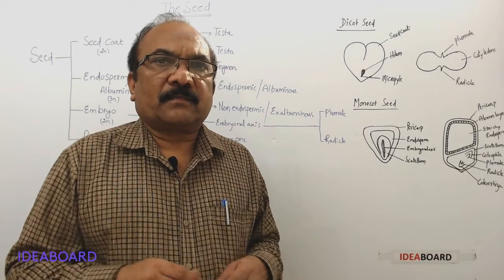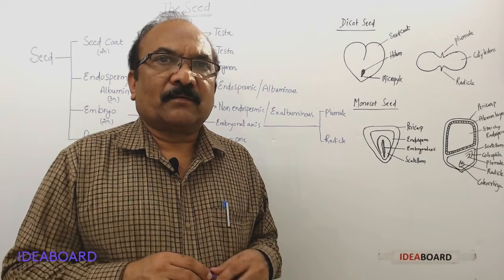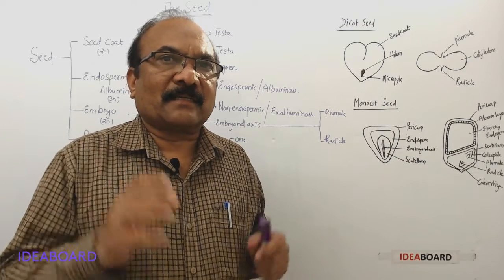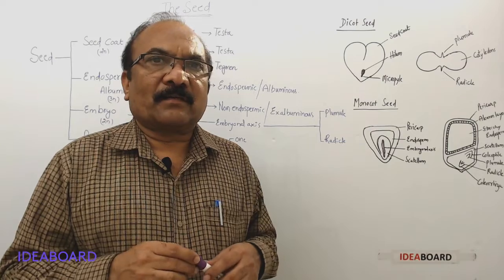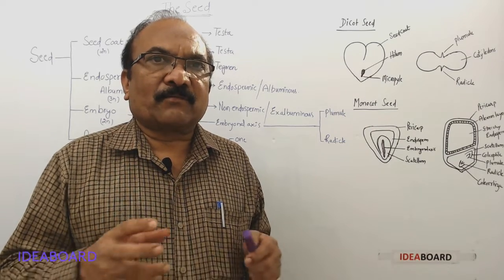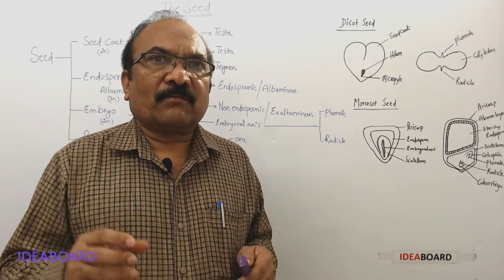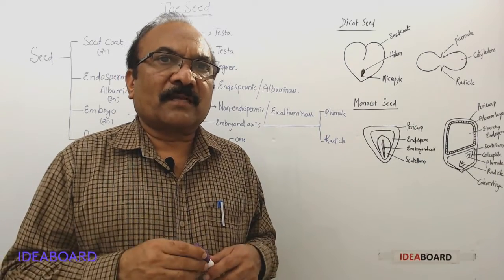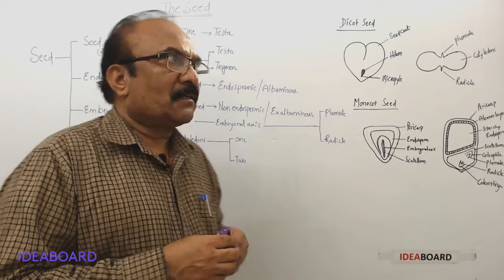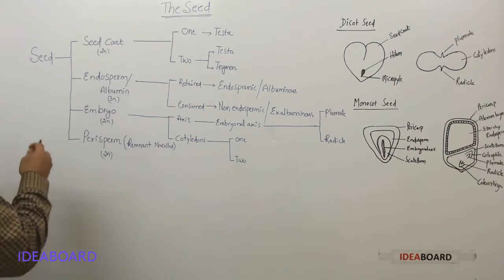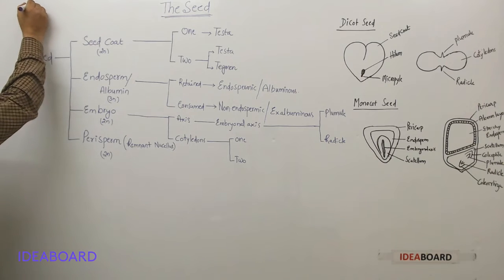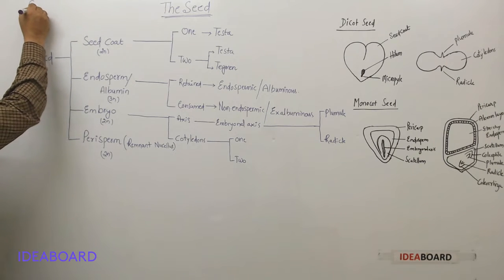Hello students, so today in this video we will discuss the seed. Earlier we discussed the fruit and now we will discuss the seed. And of course, what do we call the plants that produce seeds? Spermatophytes. Plants that produce seeds are called spermatophytes.